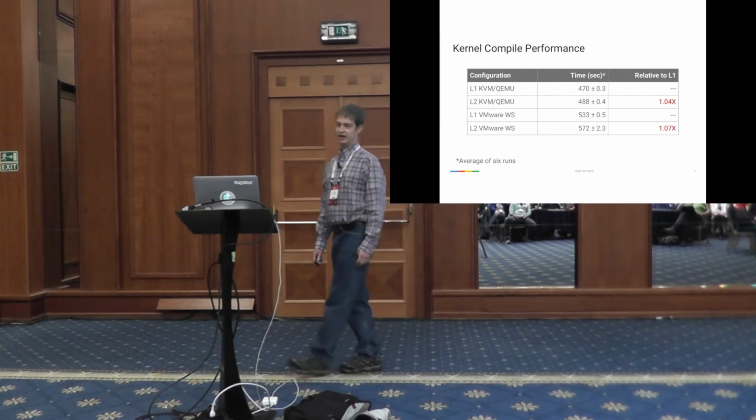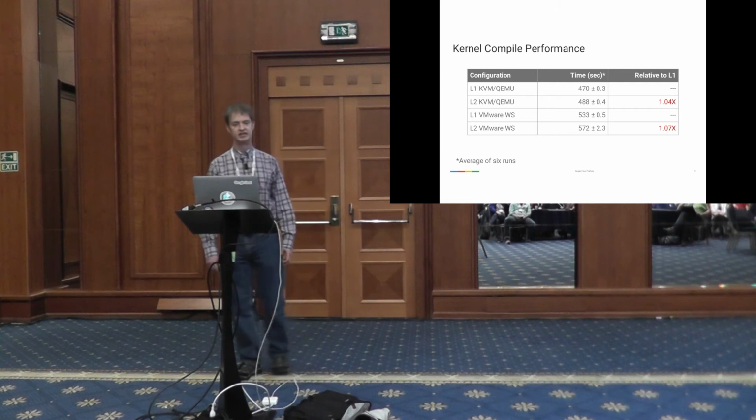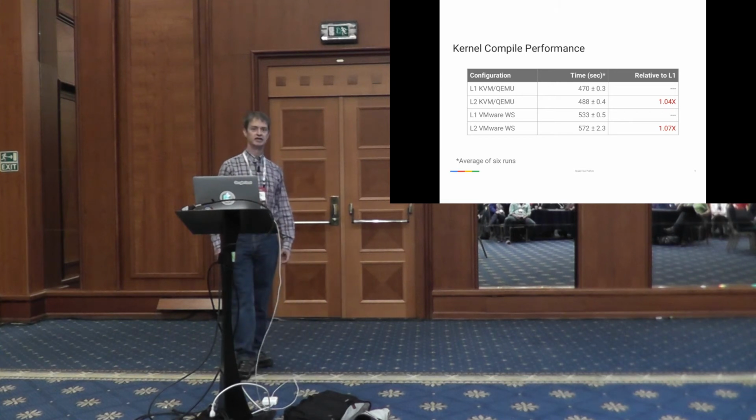So at the lowest level VM, I had 15 CPUs, 32 gigabytes of memory. I took 80% of that memory and made a RAM disk, and then I put the files for building the kernel on the RAM disk. And then I timed how long it took to compile the kernel and all the modules.